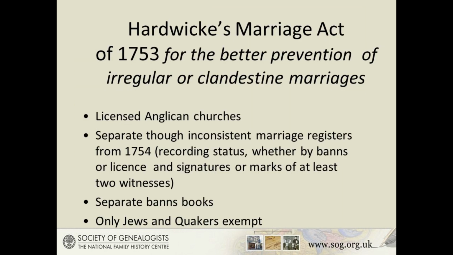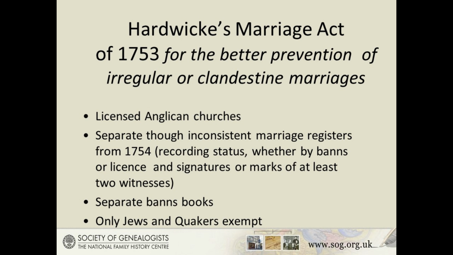One significant problem, of course, is that marriage registers before 1837 are not as informative as those after. Hardwicke's Marriage Act of 1753, for the better prevention of irregular or clandestine marriages, licensed Anglican churches and ensured there should be separate, though inconsistent, marriage registers from 1754, recording the status, such as spinster or bachelor, whether by banns or by licence, and the signatures or marks of at least two witnesses. It did not insist that the father's name or occupation be noted or the exact age of the bride or groom.